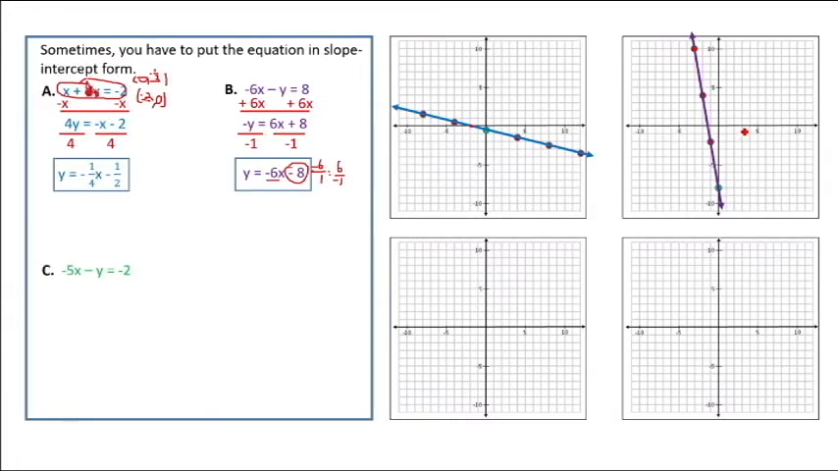Again, pause the video, try this one on your own. I'm going to assume you've done that, and I'm going to work through it. Add 5x's to both sides. I should have put a plus sign there. Notice that you've got a negative sign in front of your y. We want to get rid of that.